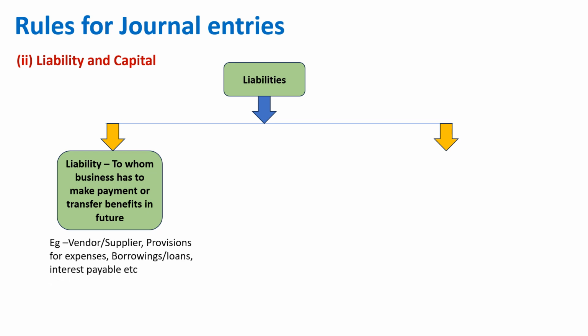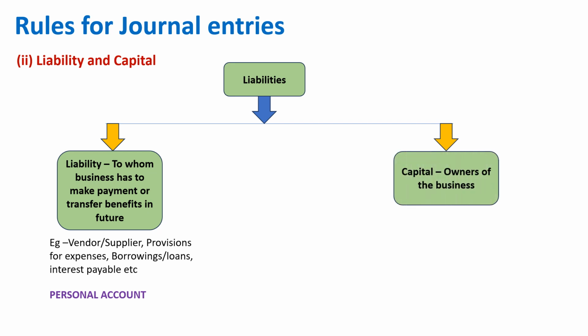So what are the examples here? Your vendors, suppliers, provision for expenses, borrowings, loans, interest payable. These are all payable to suppliers or payable to a personal account. These are all personal accounts. Now, when it comes to capital, this is generally whatever the business has to pay to the owner or report towards the owner. You have examples like share capital, retained earnings, and drawings. And this is also related to personal account.